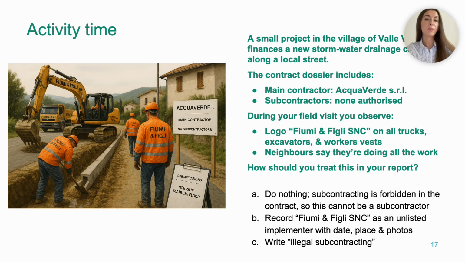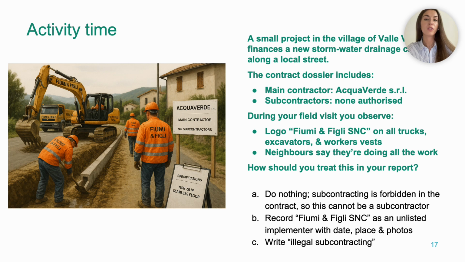The best answer would be B. Record Fiume and Figley SNC as an unlisted implementer with date, place and photos, and treat it as a potential Corruption Scheme 3 red flag. But why not A? Well, because the fact that subcontracting is forbidden on paper actually makes the situation more suspicious, not less. So if a completely different firm appears on site, it may be working informally or through some hidden arrangement. And why not C?